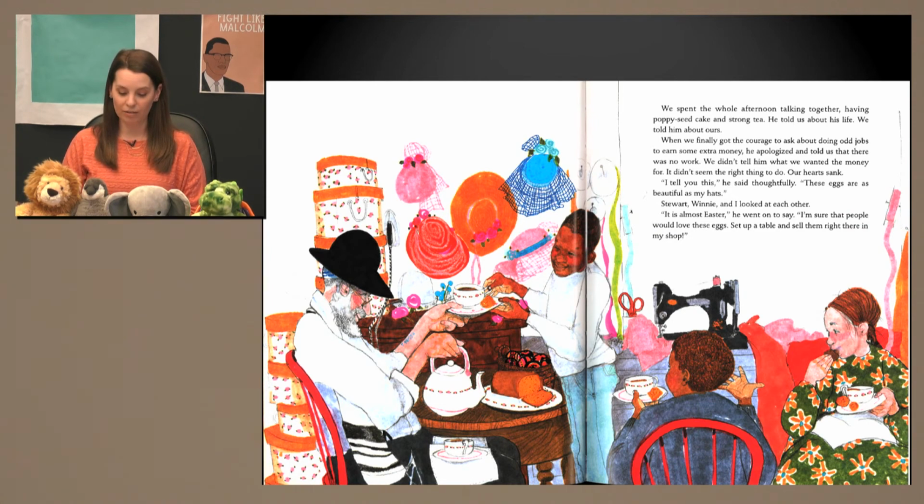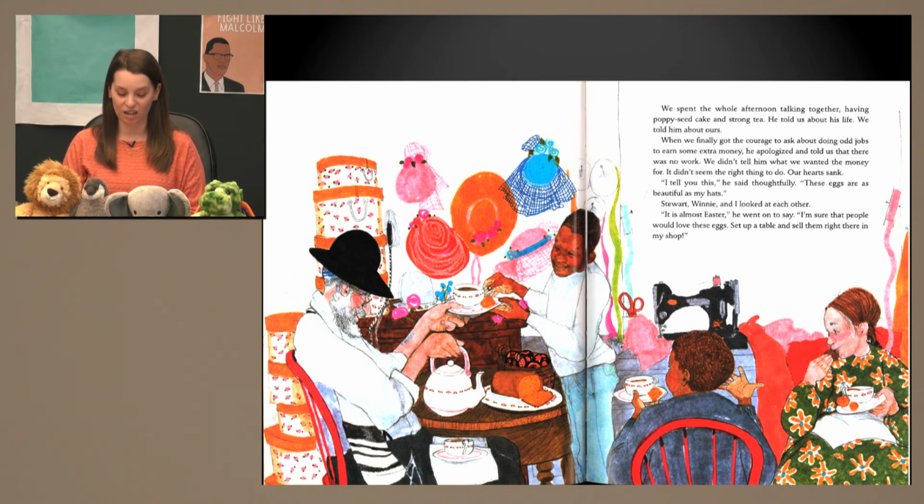We spent the whole afternoon talking together, having poppy seed cake and strong tea. He told us about his life. We told him about ours. When we finally got the courage to ask about doing odd jobs to earn some extra money, he apologized and told us that there was no work. We didn't tell him what we wanted the money for. It didn't seem the right thing to do.